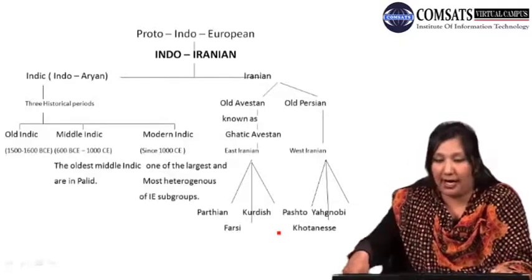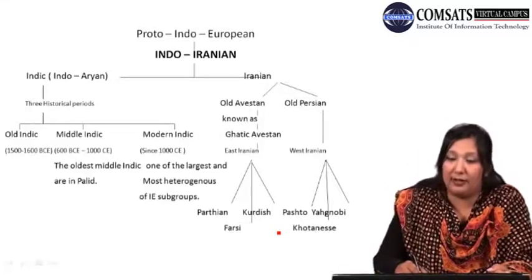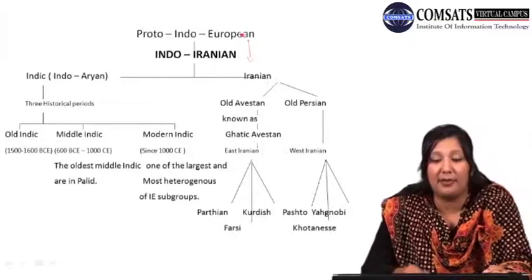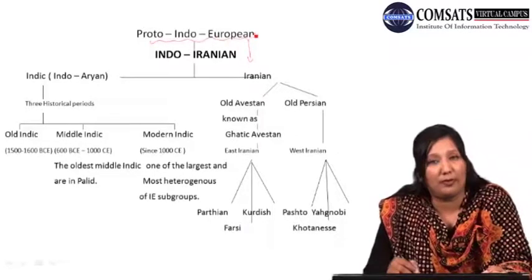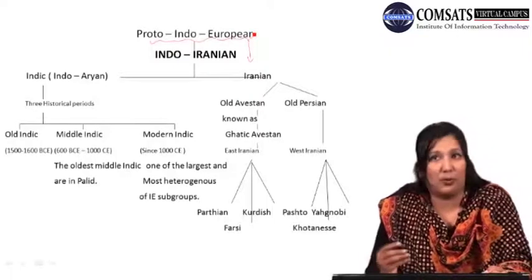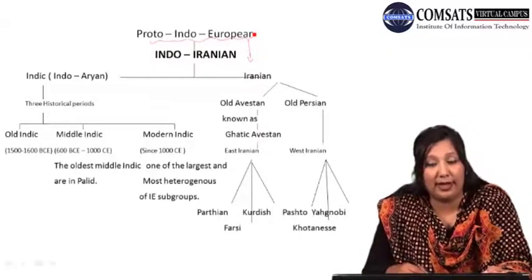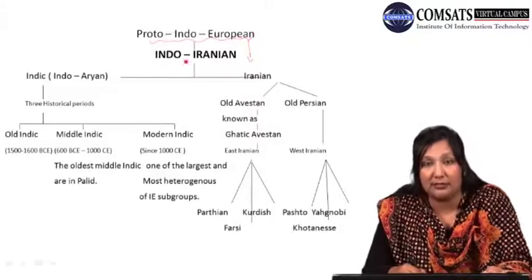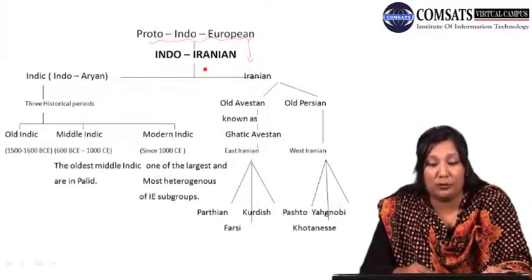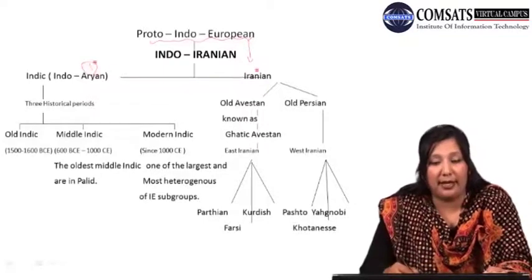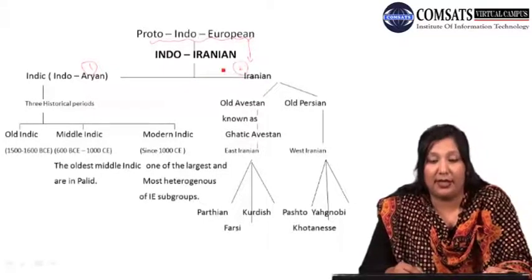You see that there are two further divisions. Firstly, Indo-Iranian is a descendant coming from the Proto-Indo-European family tree. So was the case with Albanian. It was coming from there. You can also see that Indo-Iranian is further subdivided into two main languages. One is Indo-Aryan and the second is Iranian.